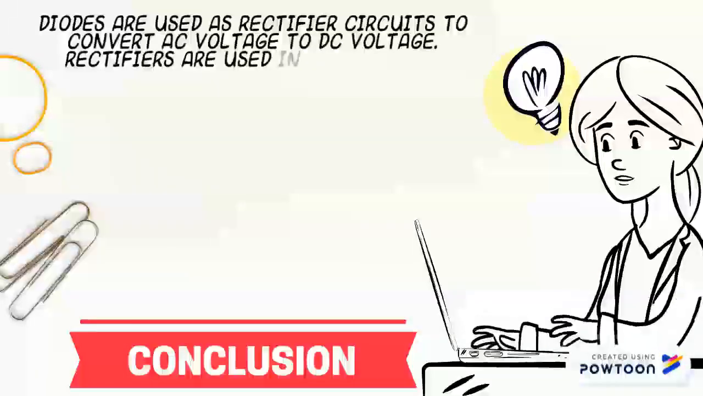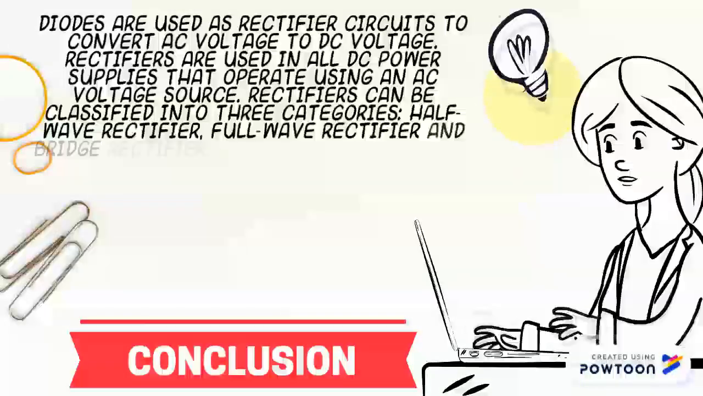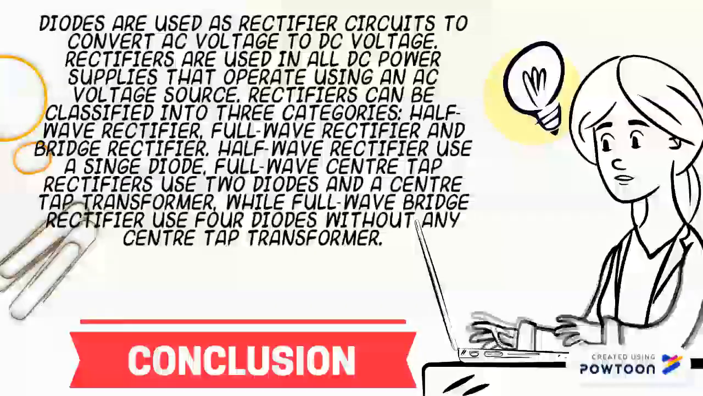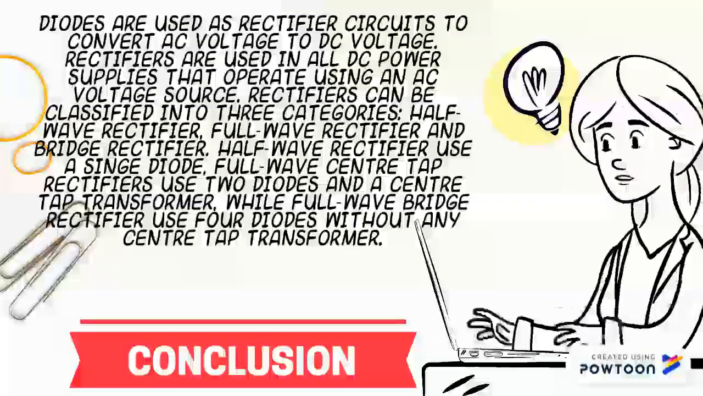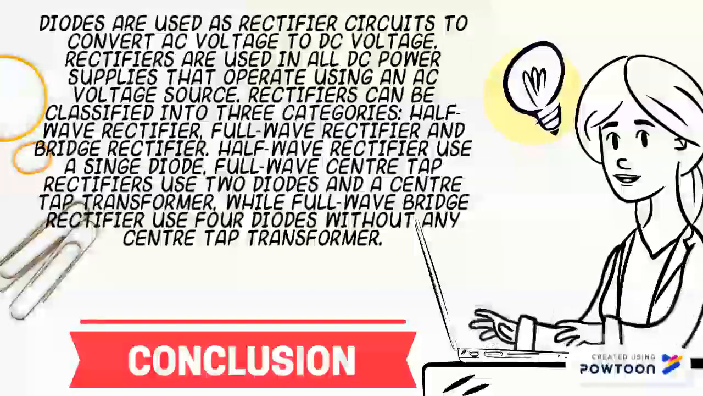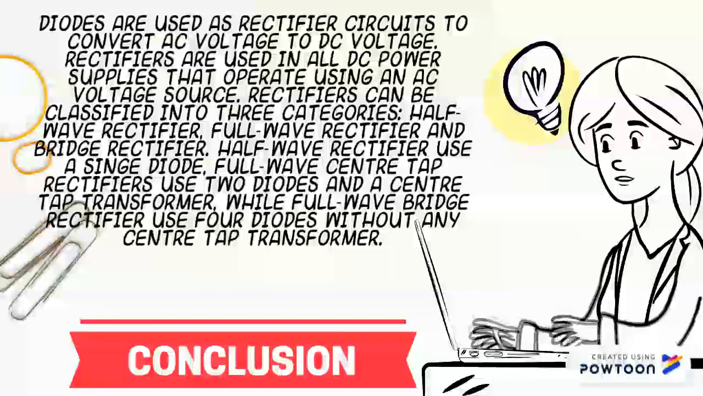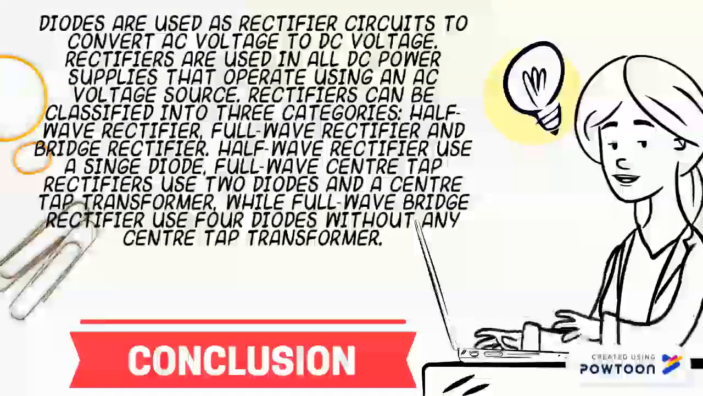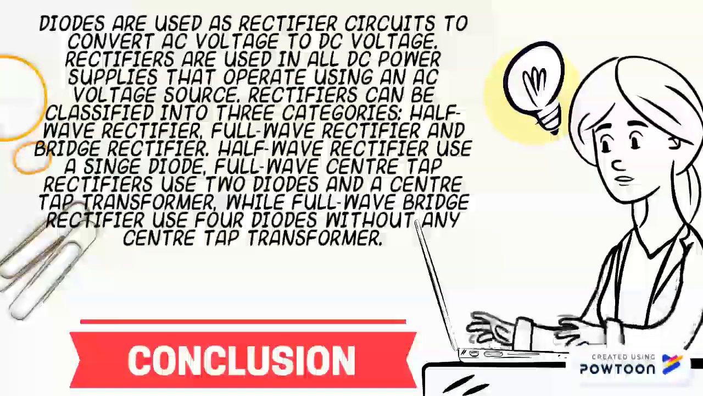Diodes are used as rectifier circuits to convert AC voltage to DC voltage. Rectifiers are used in all DC power supplies that operate using an AC voltage source. Rectifiers can be classified into three categories: half-wave rectifier, full-wave rectifier, and bridge rectifier. A half-wave rectifier uses a single diode. Full-wave center tap rectifiers use two diodes and a center tap transformer, while full-wave bridge rectifiers use four diodes without any center tap transformer.